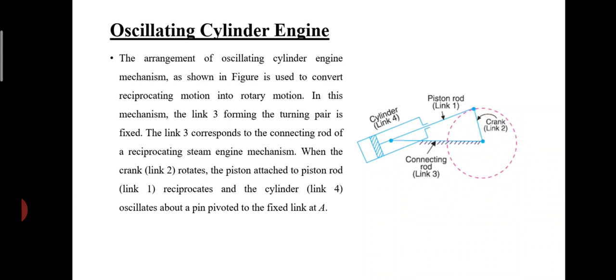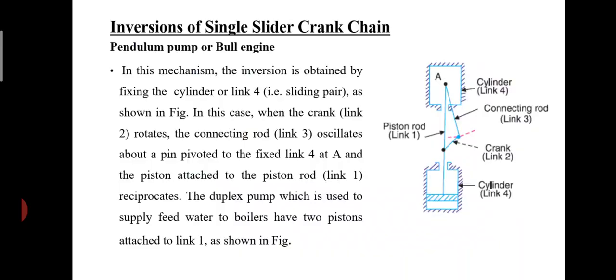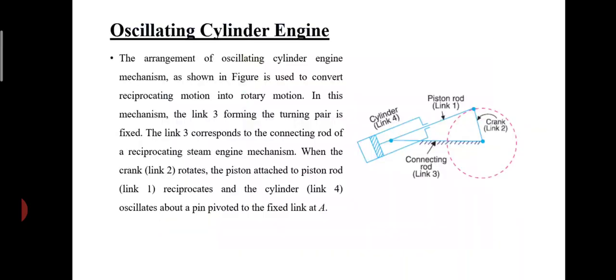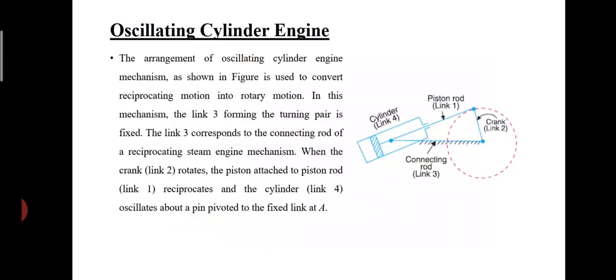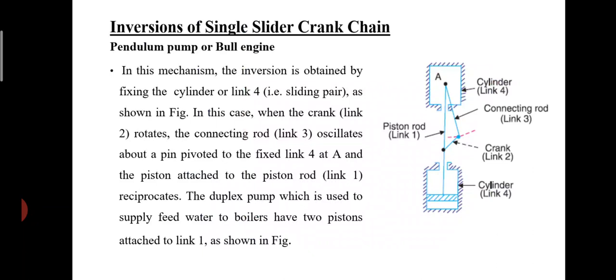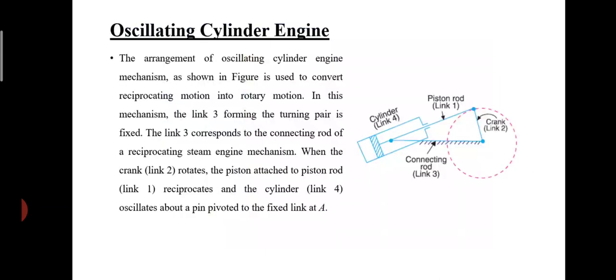Link 3 corresponds to the connecting rod of the reciprocating steam engine mechanism. When the crank link 2 rotates, the piston attached to the piston rod is reciprocating and the cylinder link 4 oscillates about a pin pivoted to the fixed link at A. There is a difference between the pendulum pump or Bull engine and the oscillating cylinder engine. In the pendulum pump, the cylinder is fixed; here the connecting rod is fixed. Here the cylinder is oscillated, and in the pendulum pump the connecting rod is oscillated.